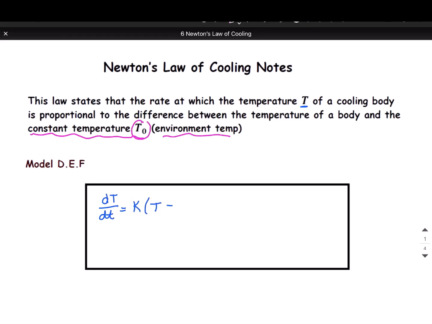Now be careful, this T naught is not the temperature at time zero, it's the environmental temperature. It's the temperature of the area around whatever it is that's cooling. So be careful with that. And that can actually get substituted in before you solve the differential equation. That's not a variable usually. Now, I know having capital T's and lowercase t's can be confusing, so sometimes people will change this to dy dt equals k times y minus, again, the temperature of the environment.